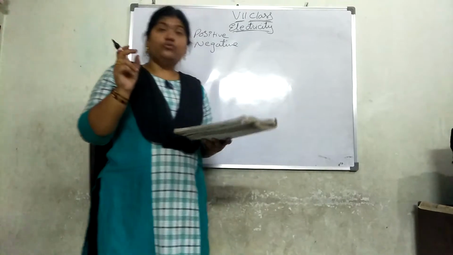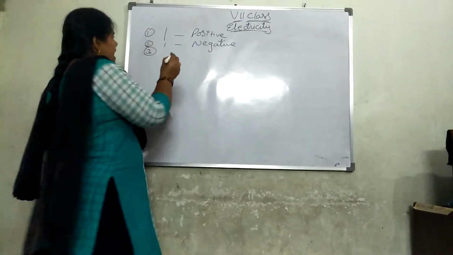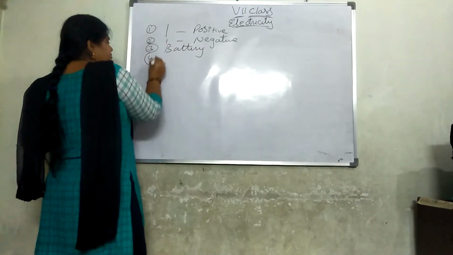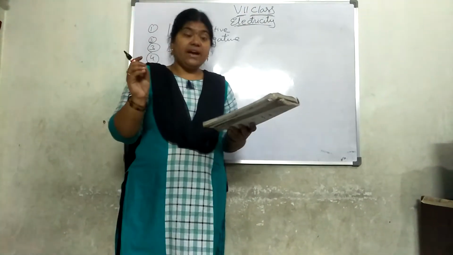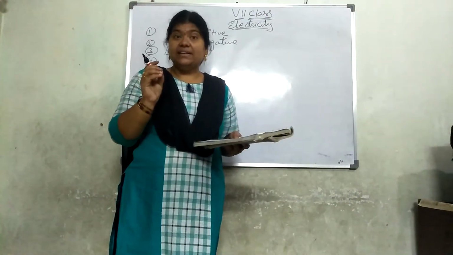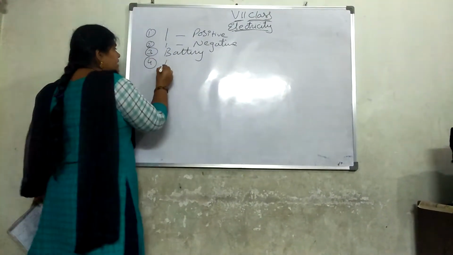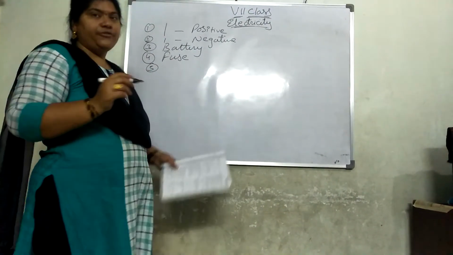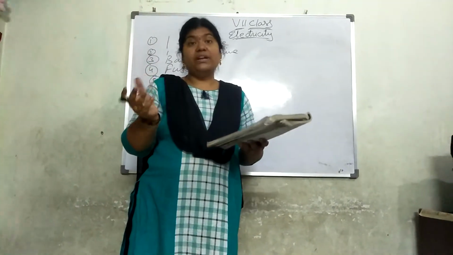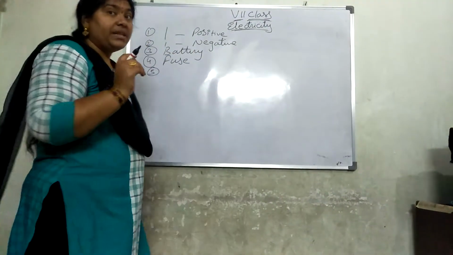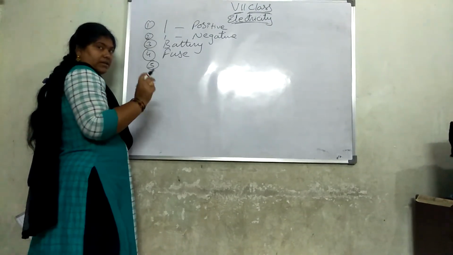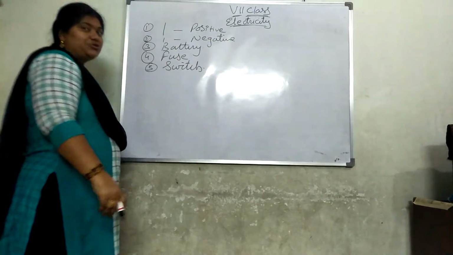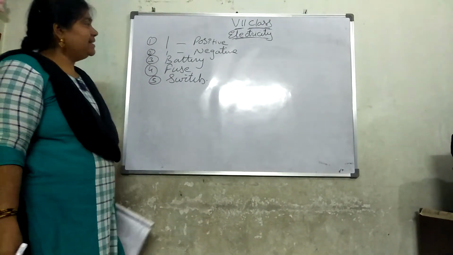Third one, the combination of two or more cells is called a battery. The fourth one is the safety device used in electric current. The safety device used in electric current is fuse. Did you understand? What is the safety device? Fuse. Next one, the device used to close and open a circuit is called a switch. What is that? The device used to open and close the circuit is called a switch.